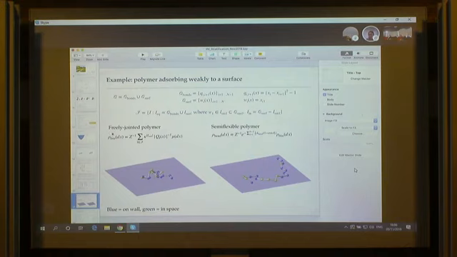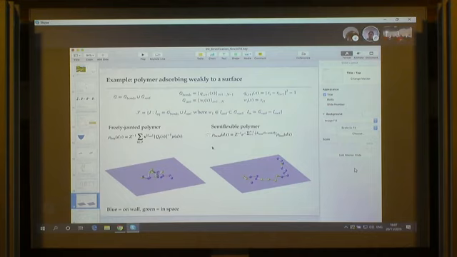We sampled two different probability distributions. One is for a freely jointed polymer, where the beads don't interact with each other at all. We're just looking at the Hausdorff measure on each manifold. And this is a sample drawn from the equilibrium distribution. So you see some of the beads, the blue ones, are sticking on the wall, and the green ones are off the wall.